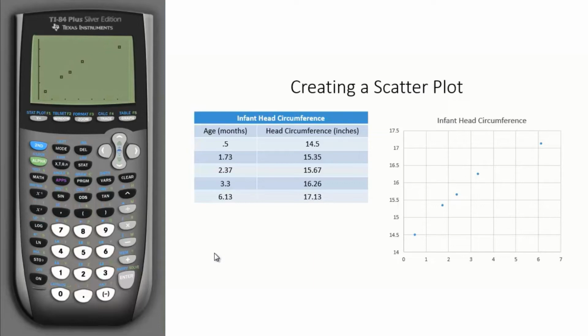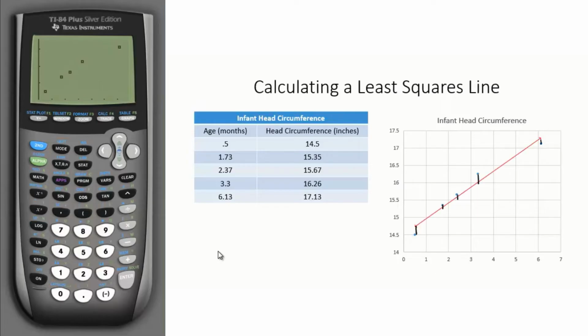Should we pick 2 strategic points like the first and last? Well, that's a good idea, but it's not the best idea. We will choose our line of best fit as the least squares line. The line in which the sum of the squares of the vertical distances between each point and the line is as small as possible. This is a complicated and tedious calculation to do by hand. Thankfully, our calculators can find the least squares line with just a few keystrokes.